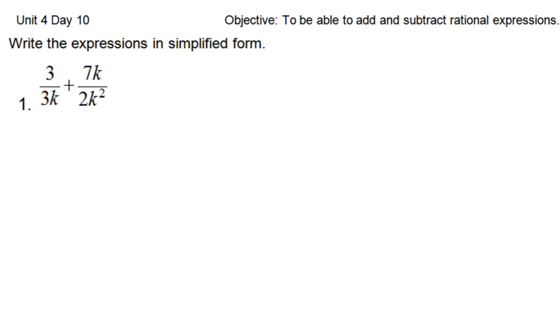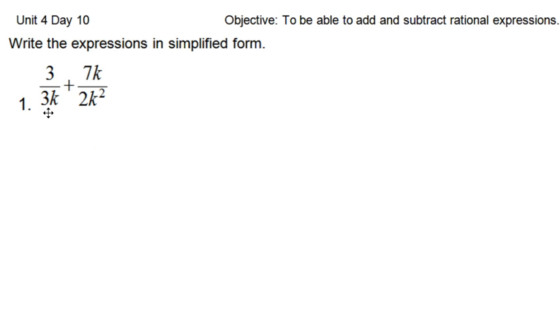Here we have our rational expression. Again, the first thing that we want to look for is writing the numerator and denominator in factored form. As we look at our expression, we can see the numerators here are already in factored form, the same with the denominators. The next step is to figure out what would be the lowest common denominator.